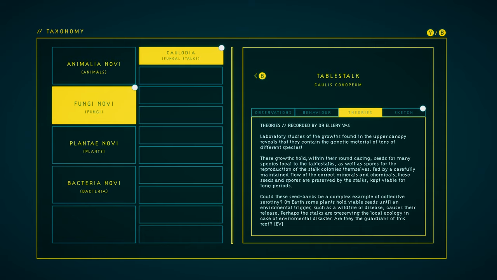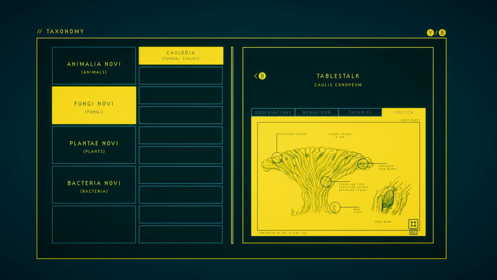Could these seed banks be a complex example of collective serotiny? I don't know what that is. On Earth, some plants hold viable seeds until an environmental trigger, such as a wildfire or disease, causes their release. Perhaps the stocks are preserving the local ecology in case of environmental disaster. Are they the guardians of this reef? That is so cool.